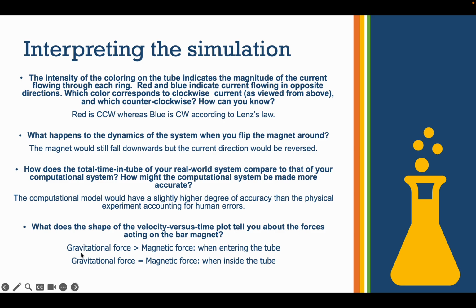And lastly, what does the shape of the velocity versus time graph tell us about the forces? In the initial part of the experiment, the gravitational force is more than the magnetic force when it enters the tube, and eventually both forces will become equal when the bar magnet is inside the tube.